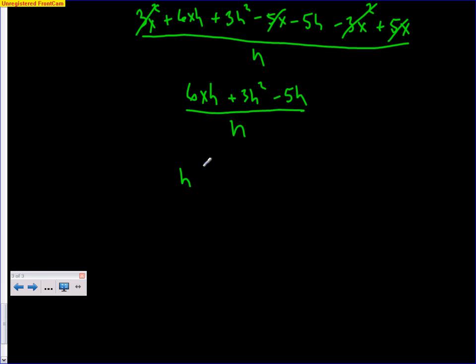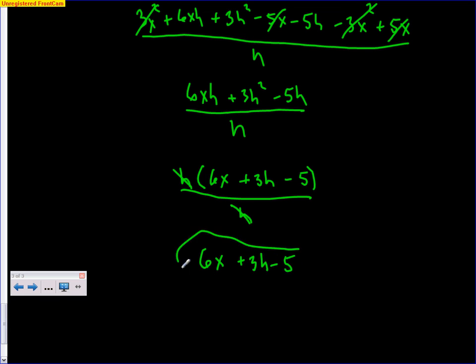So I can take that h out. I get 6x. I get a 3h. Again, there was an h squared. There's only one of them can come out. And I get a minus 5. Again, all divided by h. So those h's finally cancel, and that's how you know you're done when that h on the bottom cancels. So I get 6x plus 3h minus 5. Final answer. That is my difference quotient.